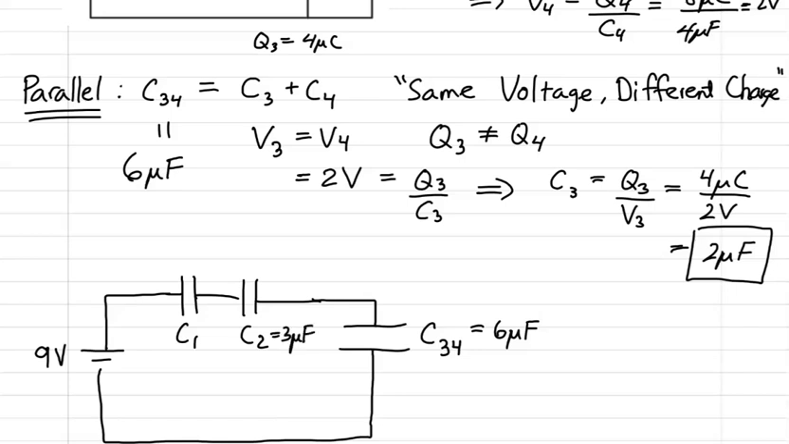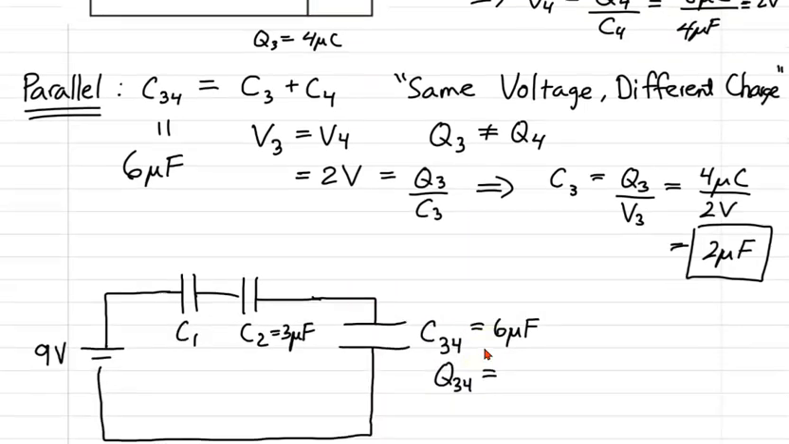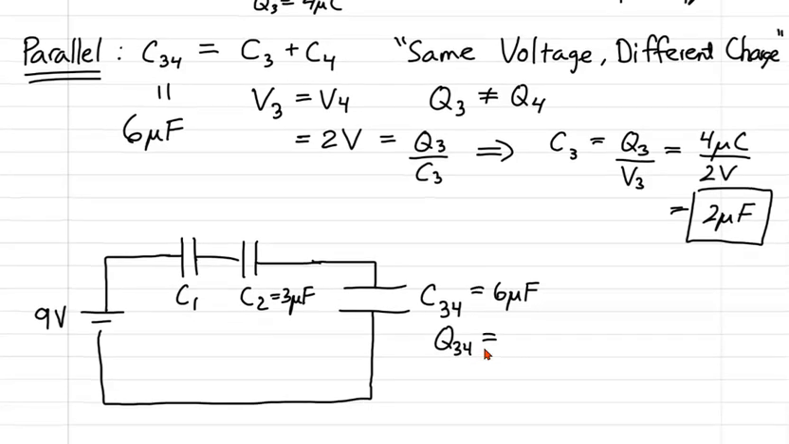The other thing we know is Q34. Remember, 12 microcoulombs had passed through A here. That means 12 of them had deposited themselves onto capacitor C34. So this equals 12 microcoulombs.